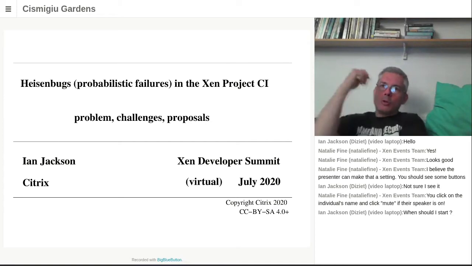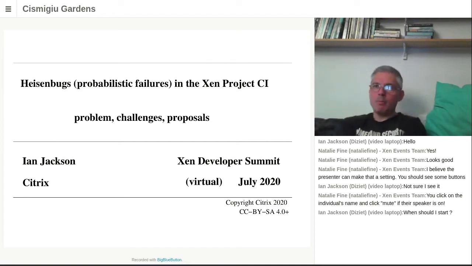So I wanted to talk today about some problems that we've been having with the Xen Project CI system. To give some background, the Xen Project has its own CI system which gates updates from the developers from staging to master, and that mostly runs. There are two CI systems.